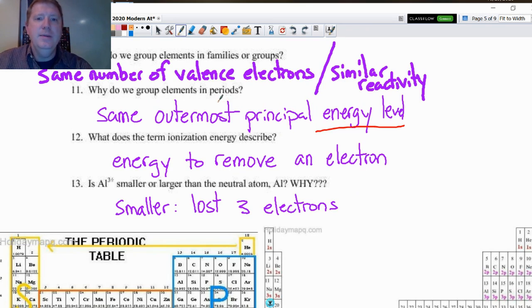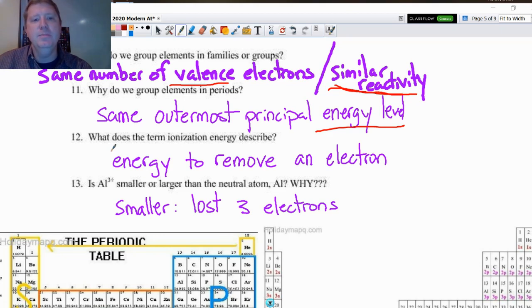Why do we group elements in families? Well, we don't. Dmitri Mendeleev actually did that. When he did it, it was because of their properties, the way they reacted. Nowadays, we know that the reason they react the same is because they actually have the same valence electrons. So fluorine, chlorine, and bromine, who are all halogens, behave similarly because they have the same on the outside.